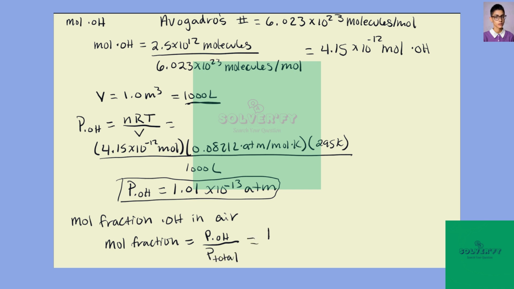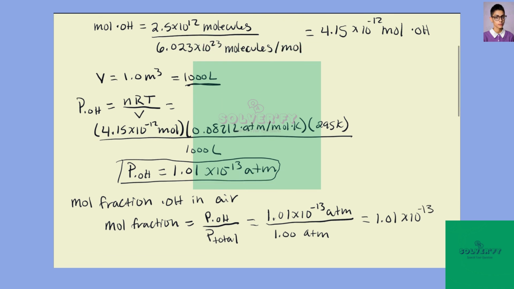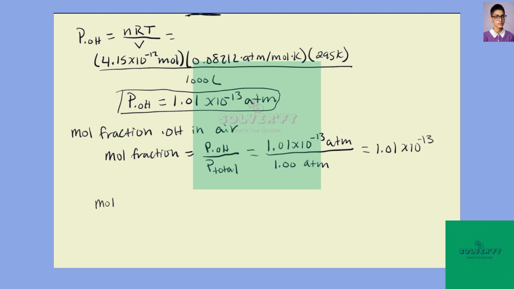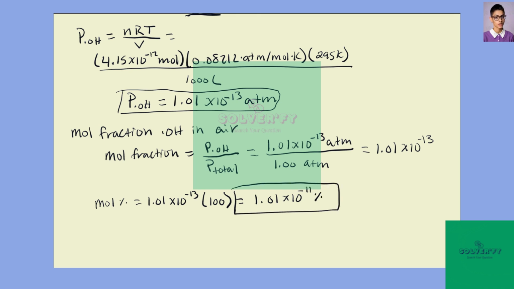So we know our partial pressure is 1.01 times 10 to the negative 13 atmospheres, and we know that our total pressure is equal to 1 atmosphere. So our mole fraction is 1.01 times 10 to the negative 13. To get our mole fraction into a mole percent, we're just going to multiply 1.01 times 10 to the negative 13 by 100. So our mole percent is going to equal 1.01 times 10 to the negative 12%. And that is our answer for this problem.